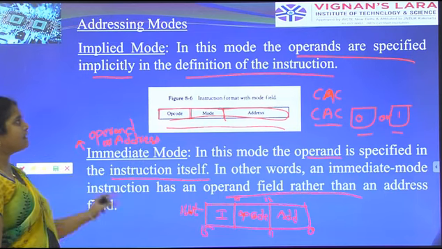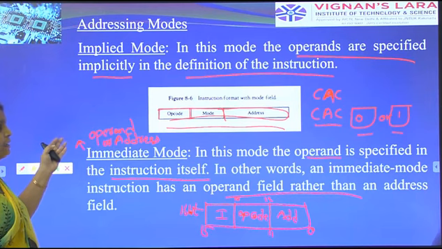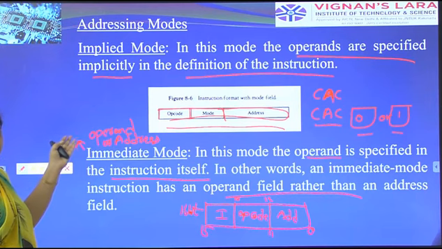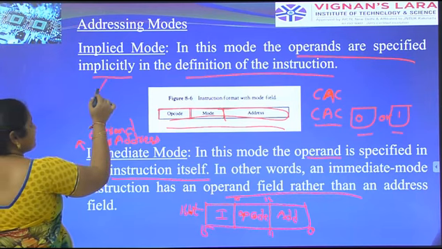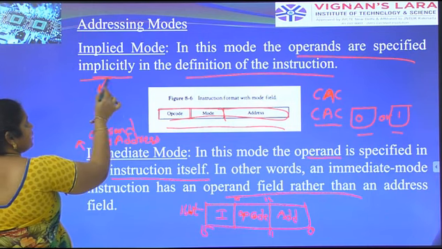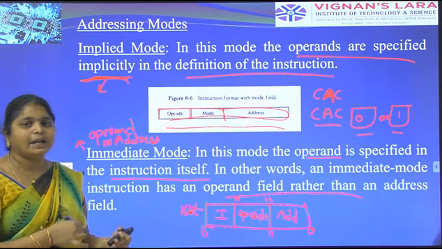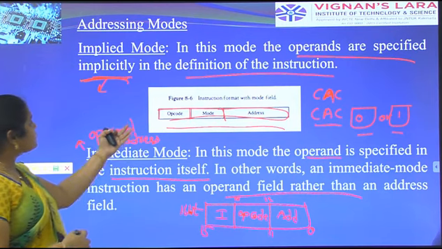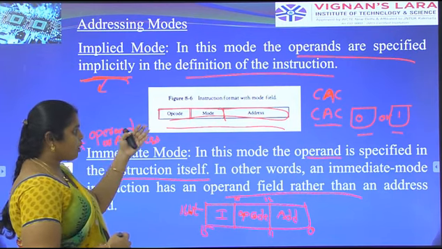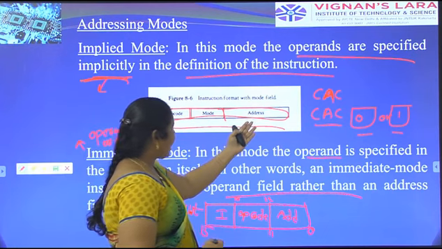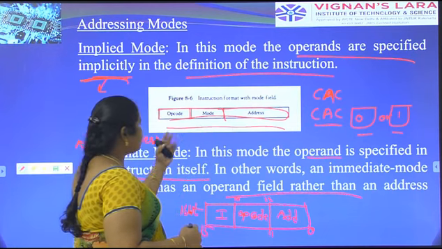Operand field or addressing field. Implied mode: the operands are specified implicitly. Implicit means it does not specify separately; it only specifies itself. This is the implicit mode instruction format. First we have to specify the address and then the mode, next the opcode.